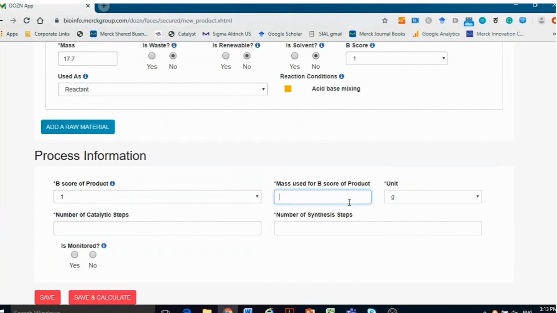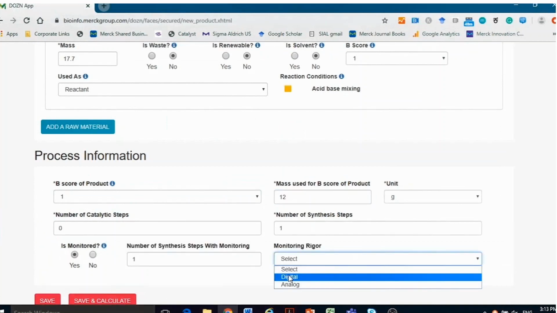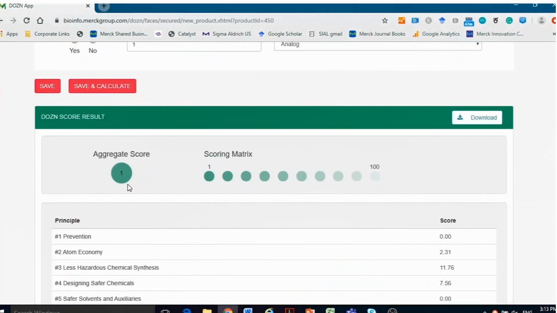You can see the aggregate score 1. You can see each individual principle score. You can download your input by clicking the right corner. You can see the group scores and individual principle scores.